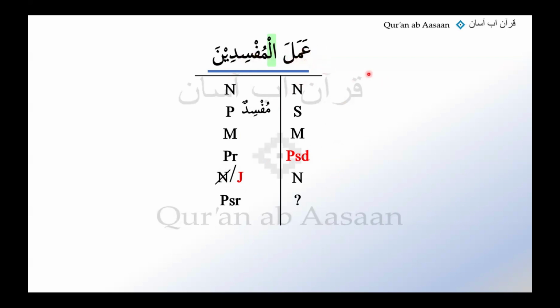Let's use the same words first. The amal of the mufsids. We just did the translation of amilina. The amal is the work, the action or the work. And you remember this, the corruptors, excellent. So the work of the corruptors, that's a translation, okay?